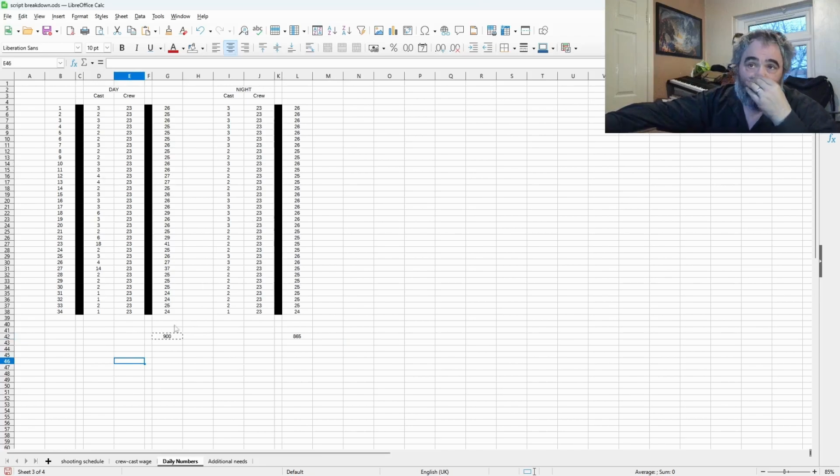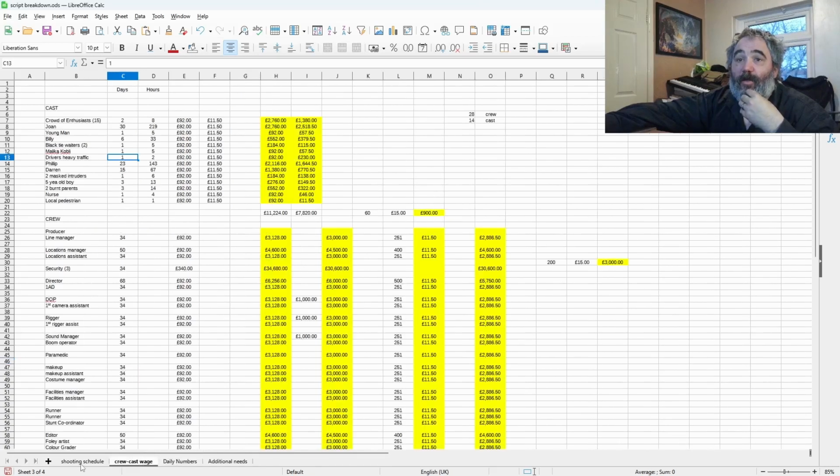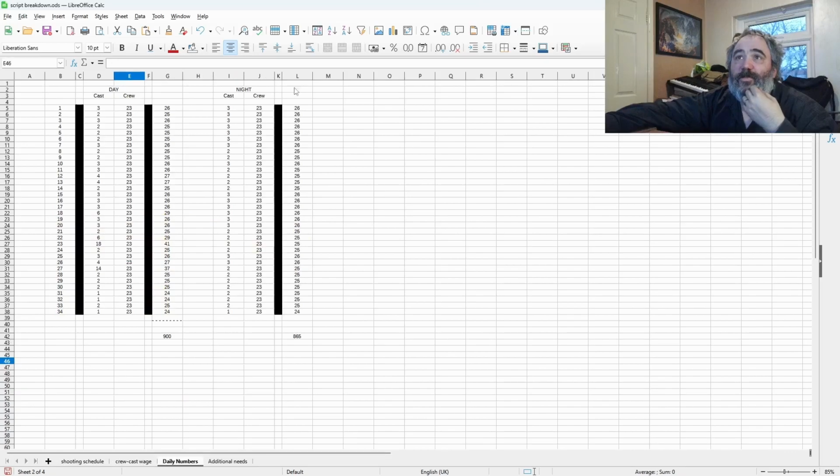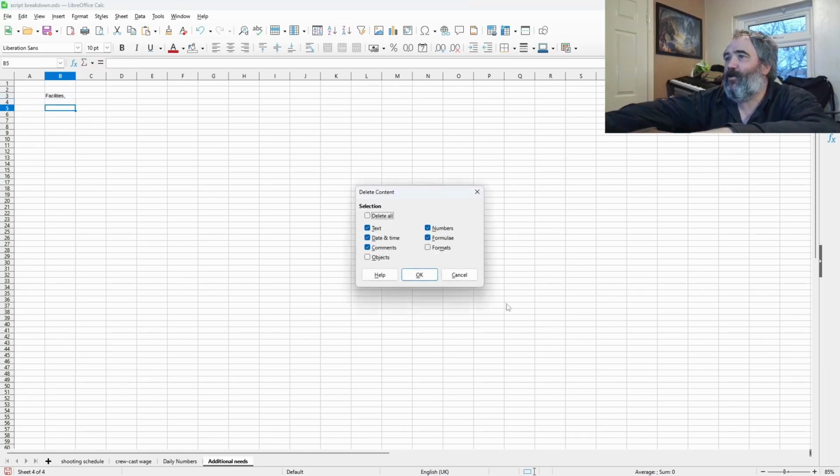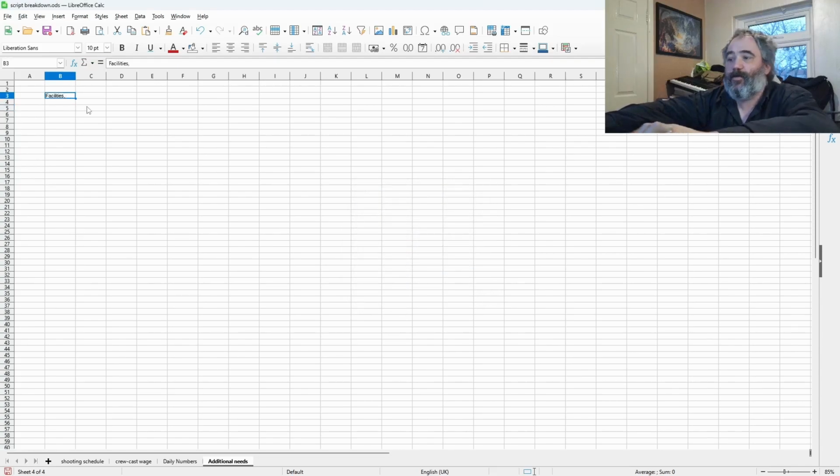Okay, now we're going to need this because this helps us figure out figures that we're going to look at in a bit. So we've got the wages, we've got the shooting schedule, we've got the daily numbers of crew and cast. And what we're going to do now, we're going to work on additional needs. What do we need, right? So we take into account facilities. Now this is equipment that we're going to have on site for people to use.